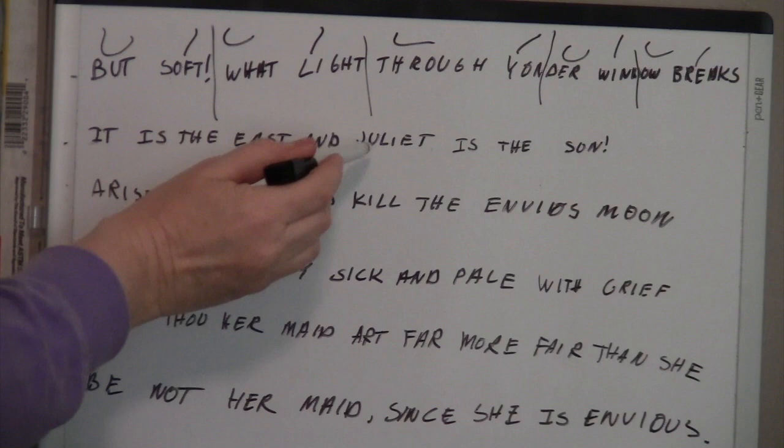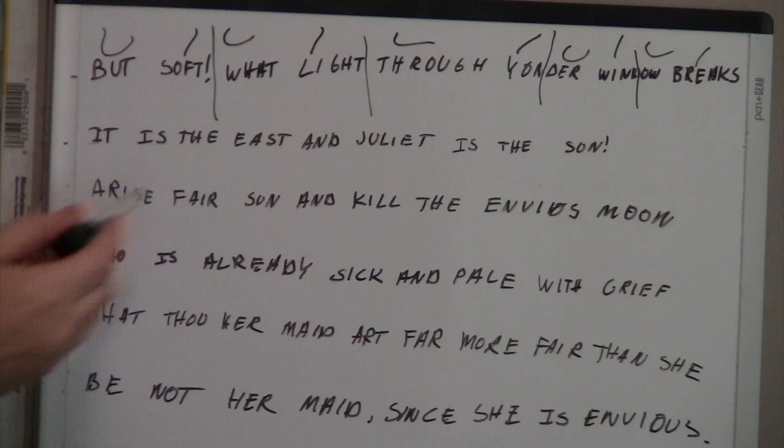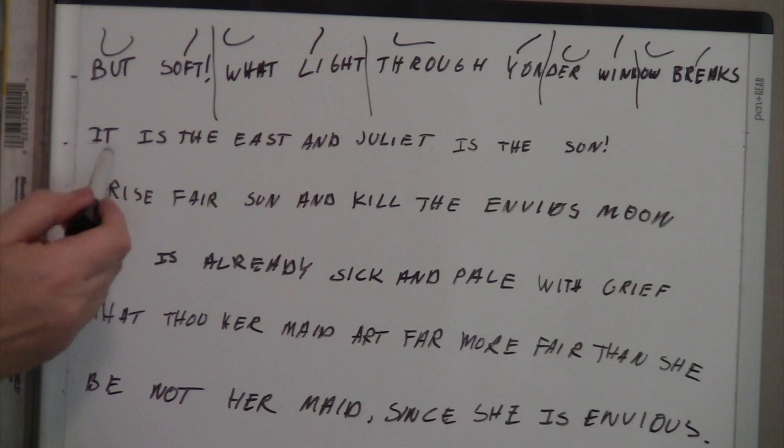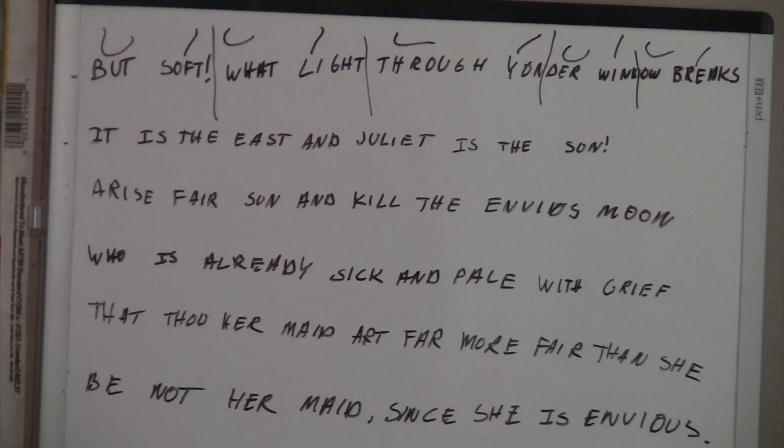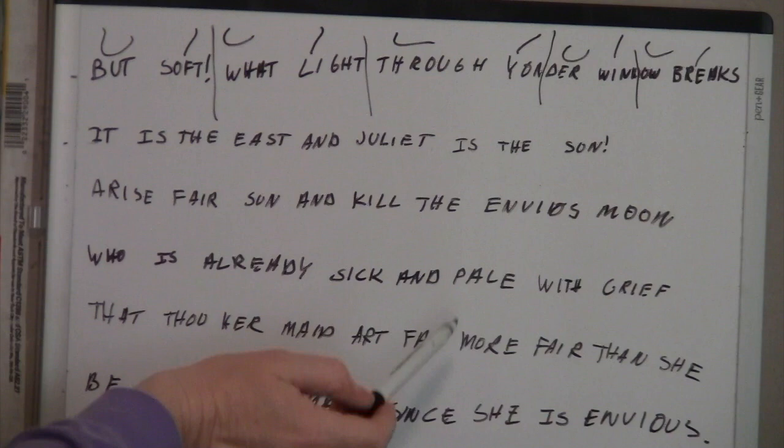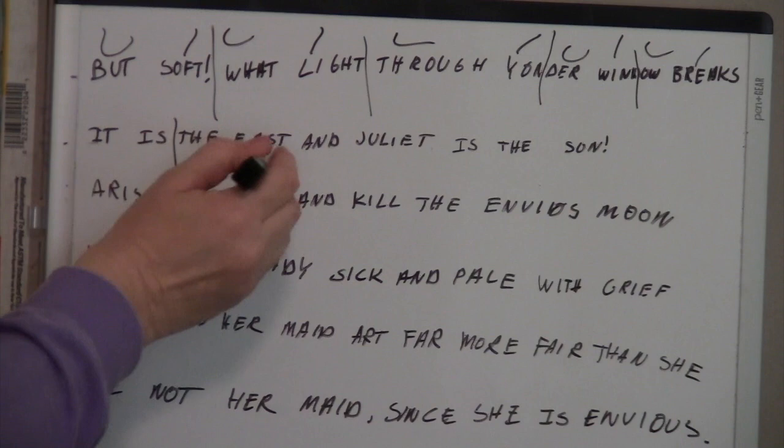Now, how do you pronounce the word Juliet? Is it three syllables, Juliet, or two syllables? Let's try it with three. It is the east and Juliet is the sun. Let's try it with two. It is the east and Juliet is the sun. You see how two syllables works out much better. And Juliet is the sun.